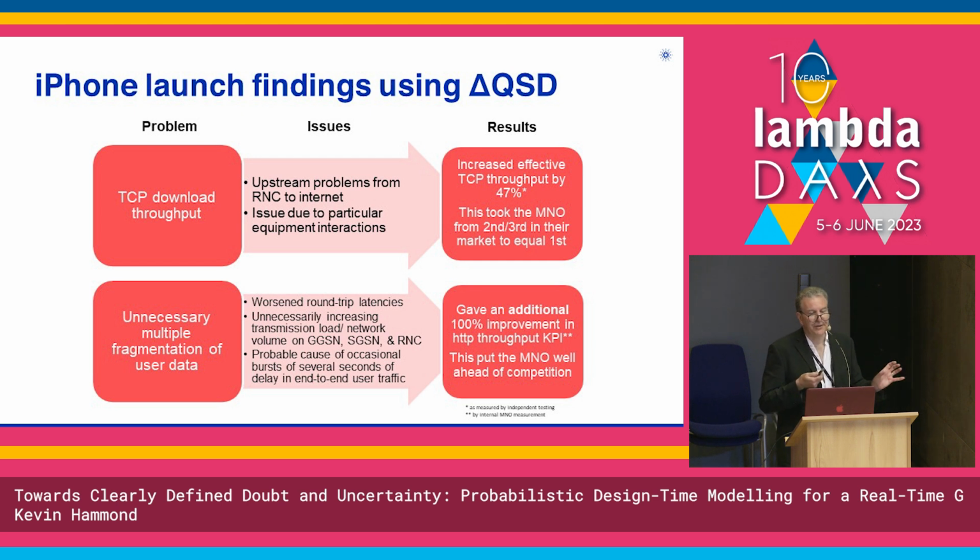And the second key problem was unnecessary fragmentation of user data, which worsened the round-trip latencies, increased transmission load unnecessarily, and caused occasional outages. And by fixing the unnecessary fragmentation, you got an additional 100% improvement in the HTTP throughput. So that's pretty impressive, 150% or better performance. And that put the second one well ahead of the competition.